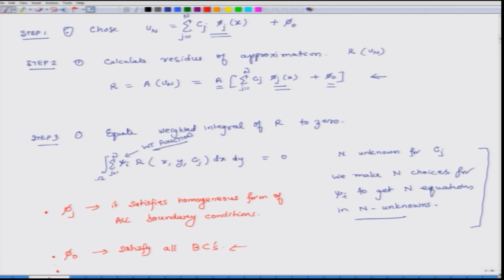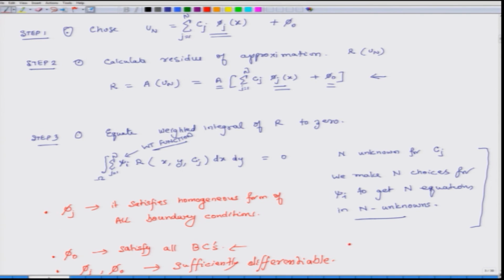The third requirement is that phi j and phi naught should be sufficiently differentiable. So, if in my operator A I have fourth order derivatives, then phi j and phi naught should be differentiable at least up to 4 times. Otherwise, my choice of phi j and phi naught is incorrect.